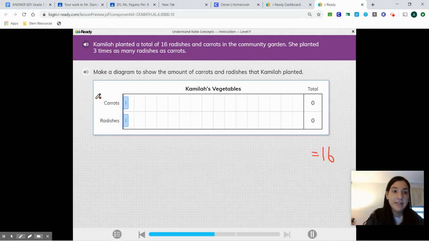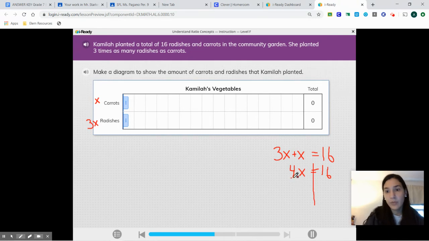So we're going to let x equal our number of carrots. And now we have 3x equal our number of radishes. We know that altogether, their sum is going to be 16. So we can do 3x plus x equals 16. 3x plus 1x is going to give us 4x. To solve for x, we're going to divide both sides by 4. And when we do that, we're going to get x is equal to 4.